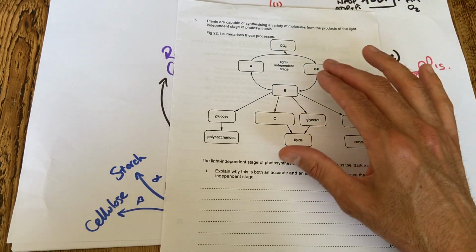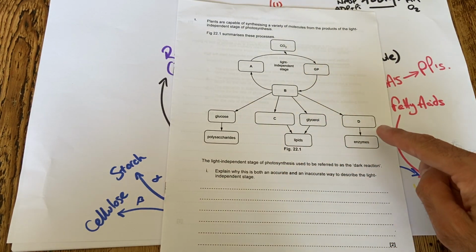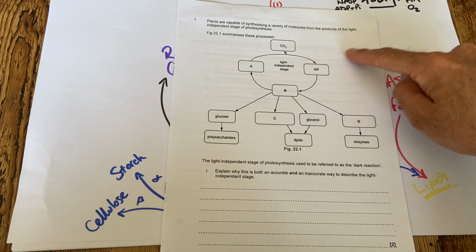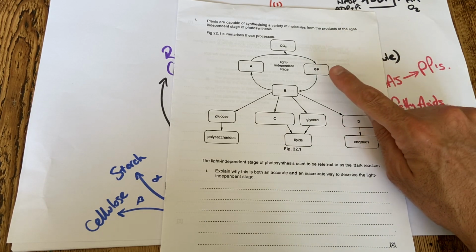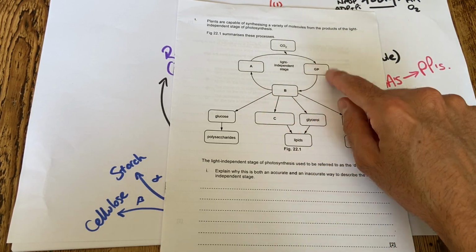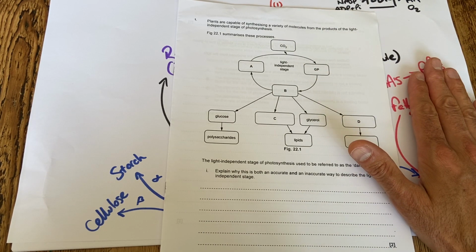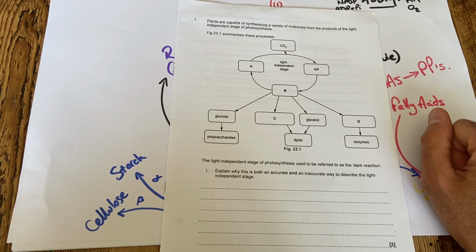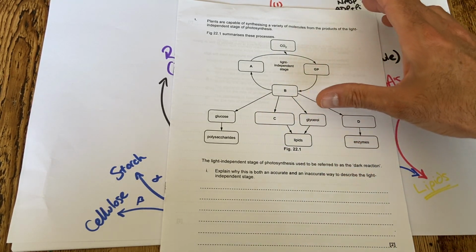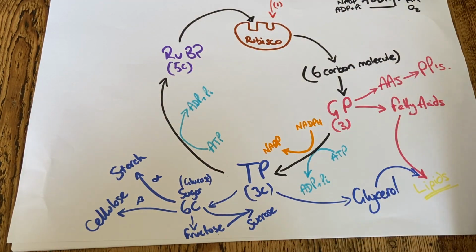And if they were to have it, it would be D, the amino acids coming from GP, and C coming from GP as well, as I've drawn on here. The fatty acid would be C in that situation. Doesn't really matter. We can roll with that.